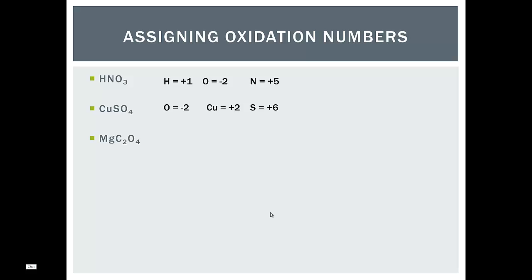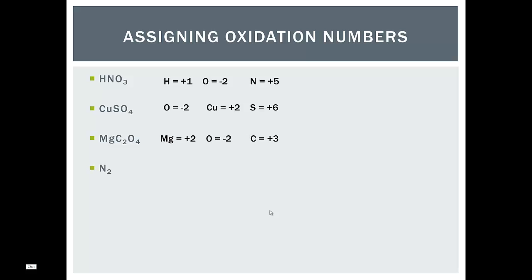MgC2O4. Again, Mg is +2. It's a group 2 metal. There is no other charge for it. Oxygen's -2. Here, when you do your math, your carbon ends up being +3, which is not a normal charge for carbon, but it is possible in this particular polyatomic ion that carbon is doing that. So even if your charge doesn't make sense, it's probably right if you've done your math. So go back, double check, but if that's what you get, that's what you get.